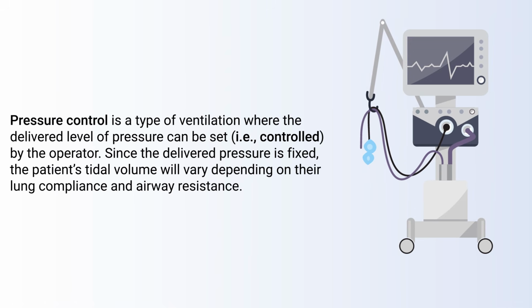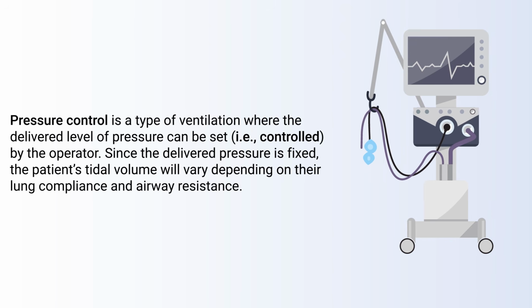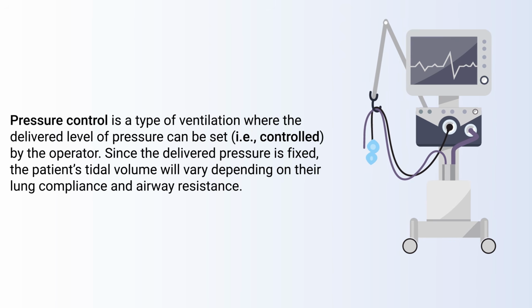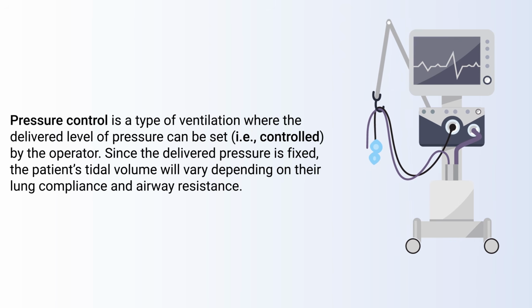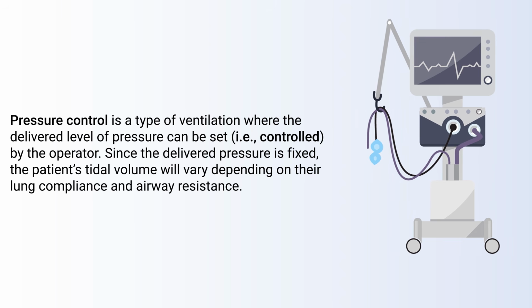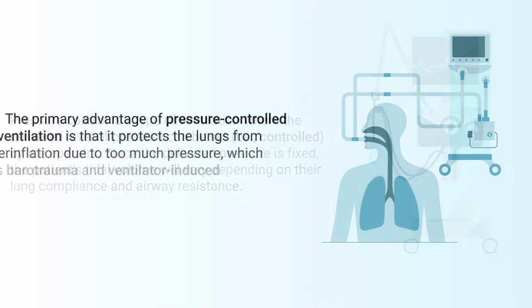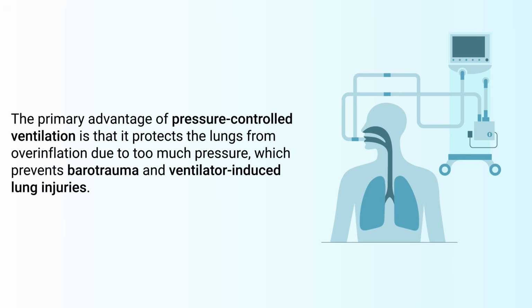Pressure control, on the other hand, is a type of ventilation where the delivered level of pressure can be set or controlled by the operator. Since the delivered pressure is fixed, the patient's tidal volume will vary depending on their lung compliance and airway resistance. The primary advantage of pressure-controlled ventilation is that it protects the lungs from overinflation due to too much pressure, which prevents barotrauma and ventilator-induced lung injuries.